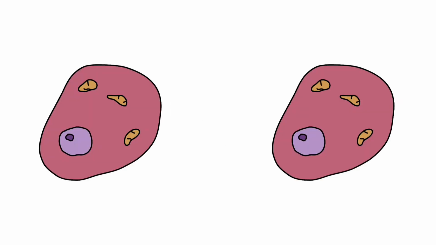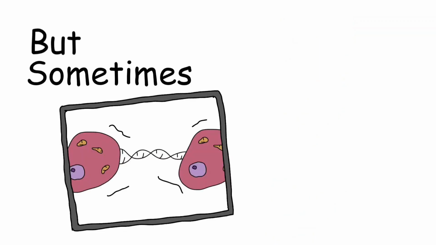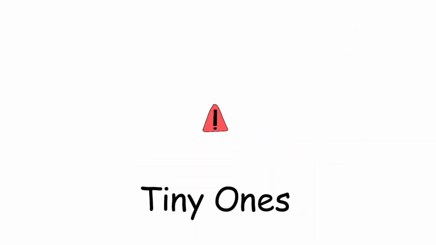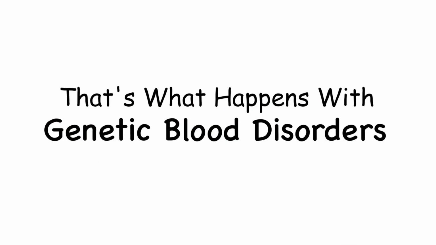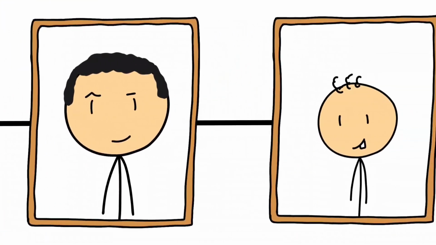Genetic blood disorders, the inherited code errors. Every cell in your body runs on a set of genetic instructions, your DNA. But sometimes those instructions come with errors, tiny ones, so small you'd never notice them, until your blood starts to act differently. That's what happens with genetic blood disorders, conditions passed down through families that affect how your blood works.